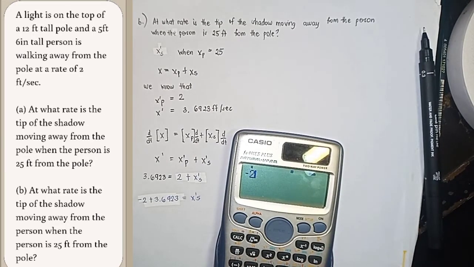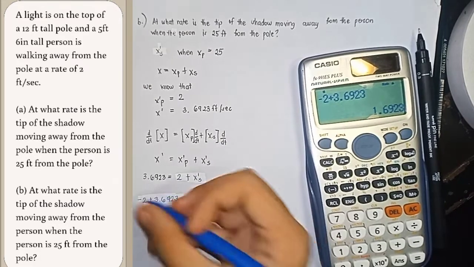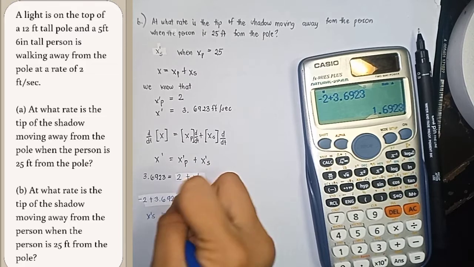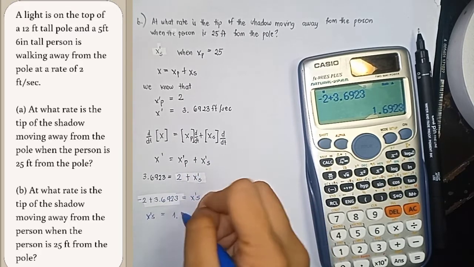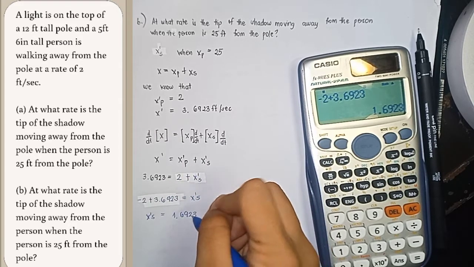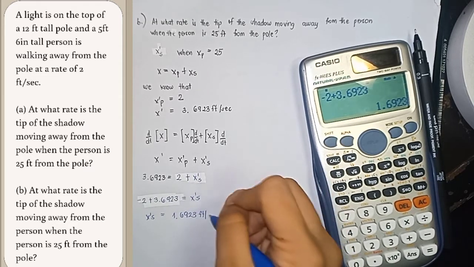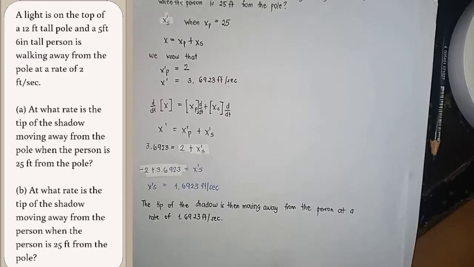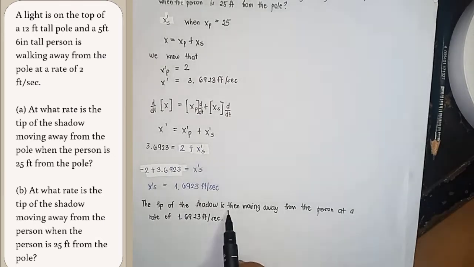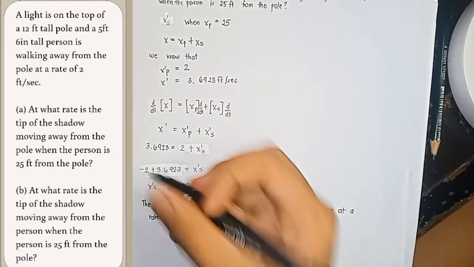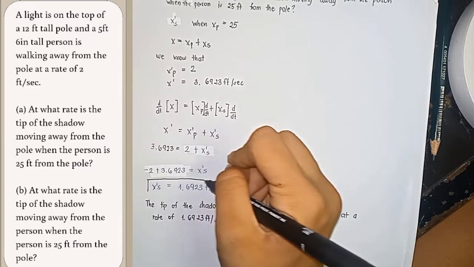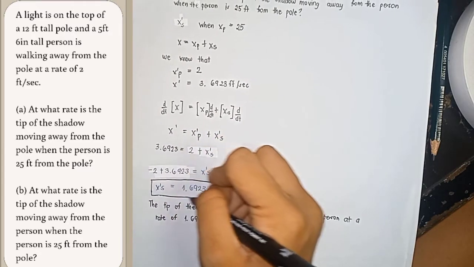Negative 2 plus 3.6923 is equals to 1.6923. So, x prime sub s is equals to 1.6923 feet per second. Finally, the tip of the shadow is then moving away from the person at a rate of 1.6923 feet per second.